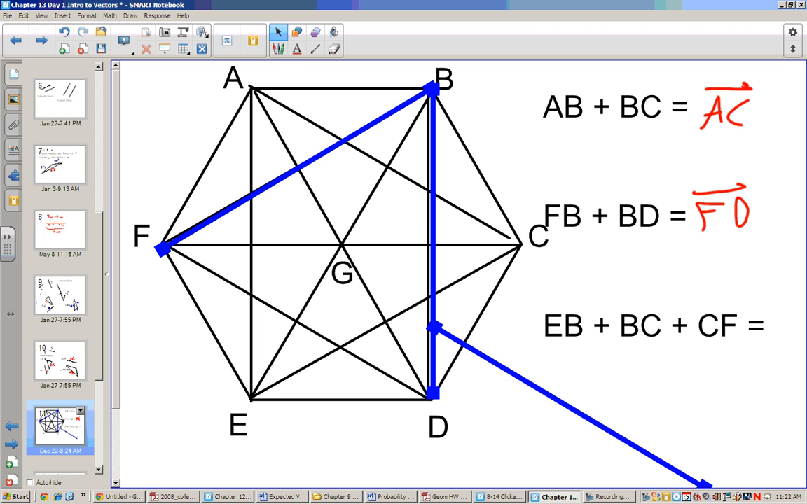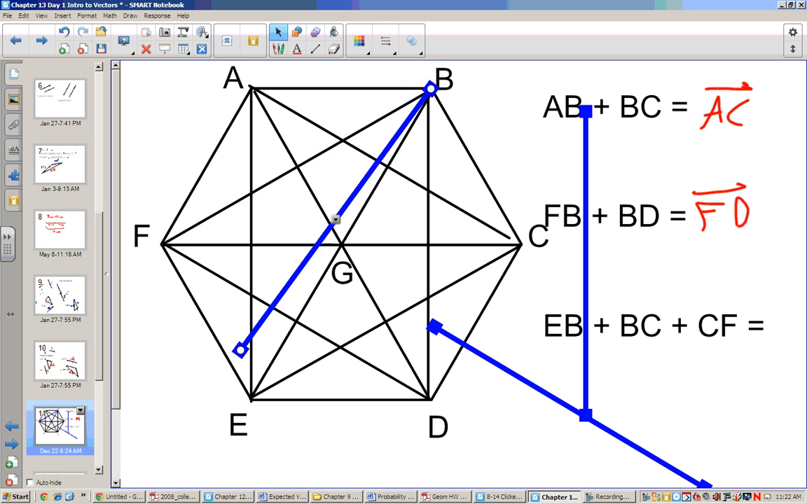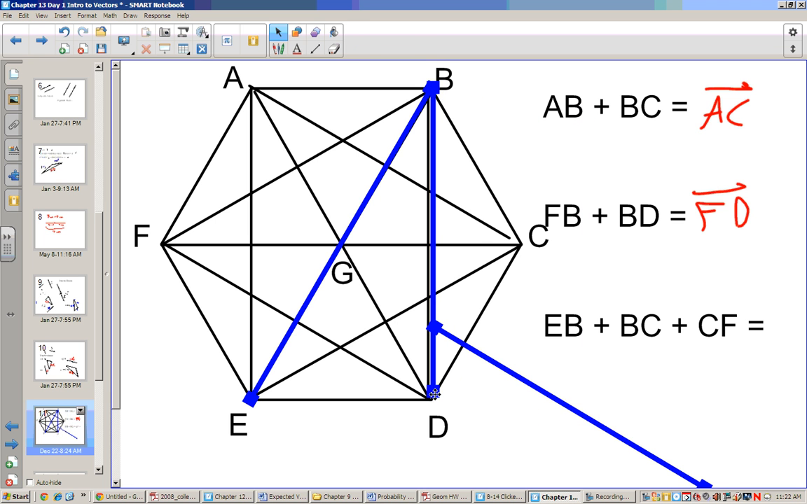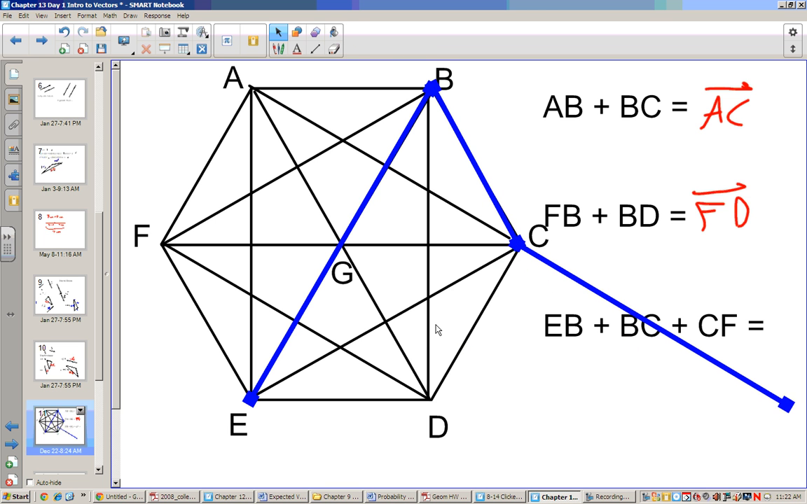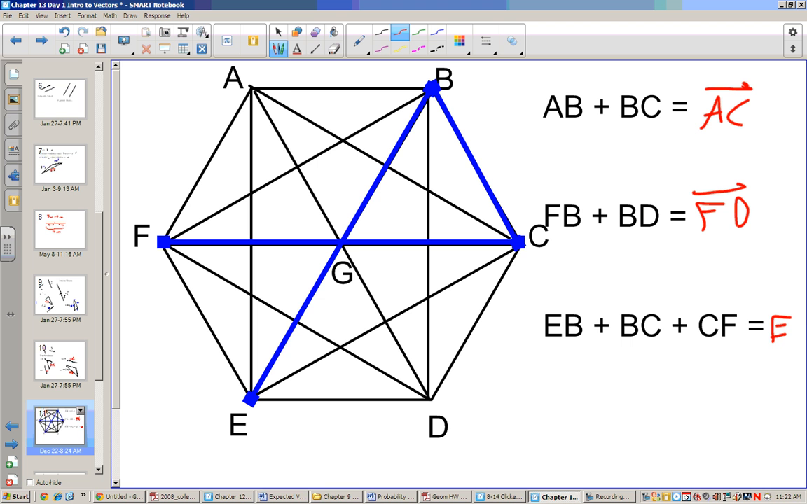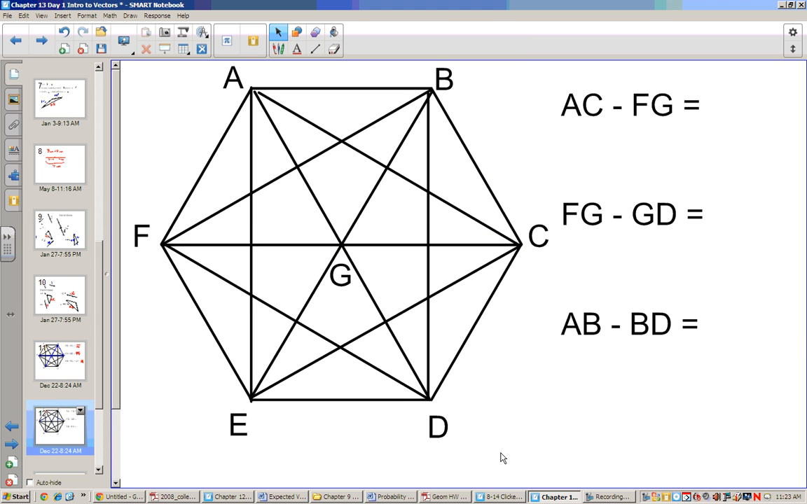So now we have EB, so I just have to move this. EB plus BC plus CF. So I go from the beginning to the end. That's going to be EF. It's kind of like connect the dots. So my vector EF is all of these added together. Now try these last three on your own.